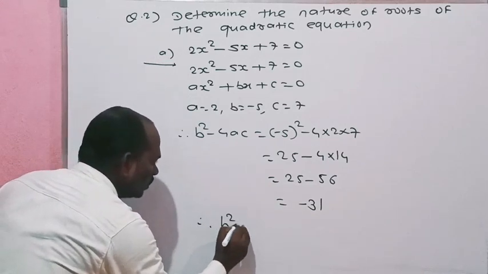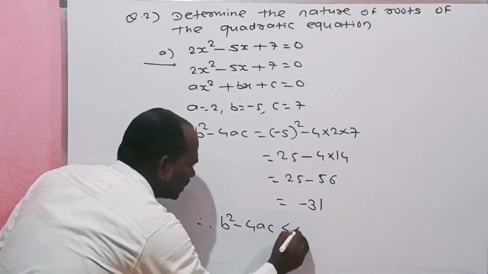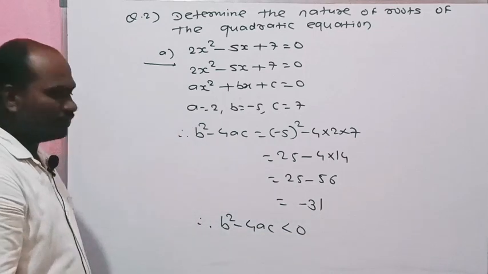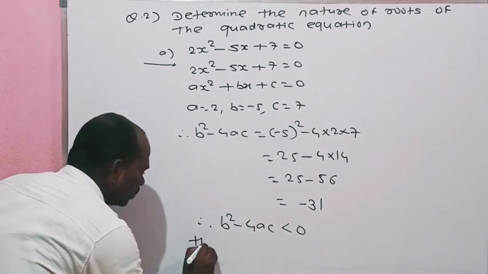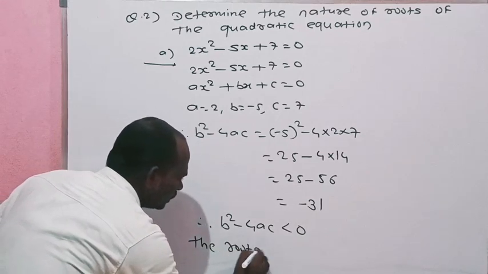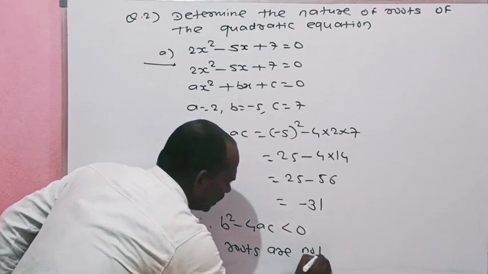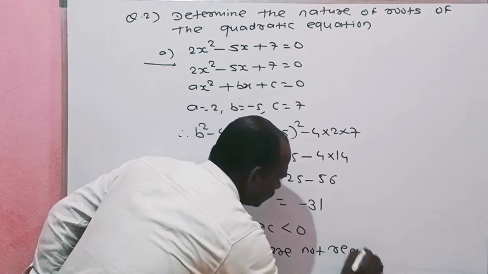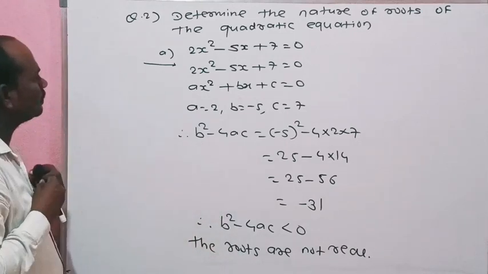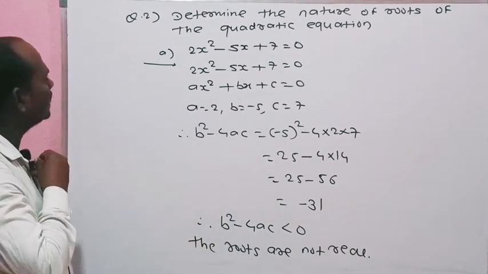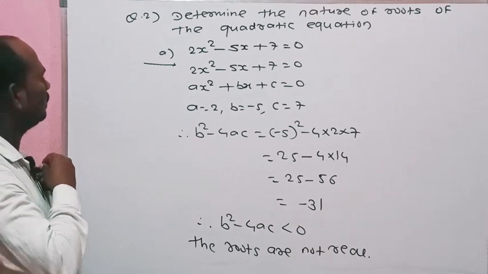Therefore b square minus 4ac is less than 0. The roots are not real. Now we can see another examples.